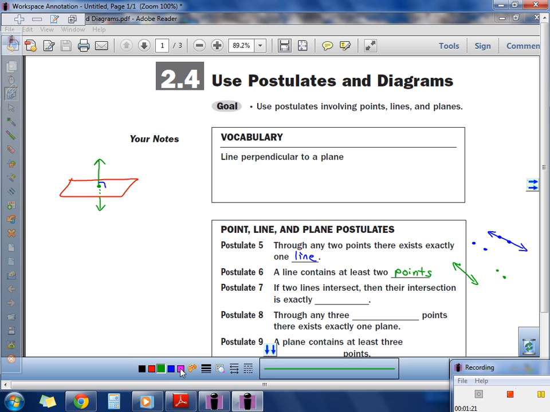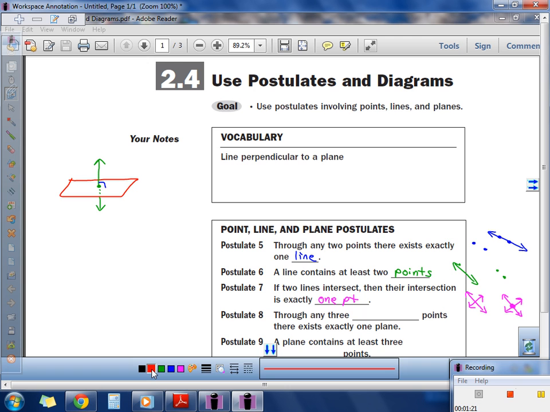Number 7 says if 2 lines intersect, then their intersection is exactly 1 point. So once again, I draw 2 lines that intersect, and when they intersect at 1 point, I'm just going to draw a bold point on their intersection. When 2 lines intersect, they intersect at 1 point.